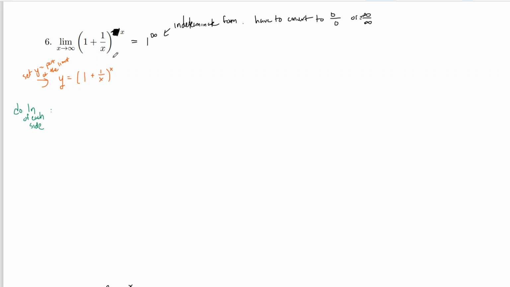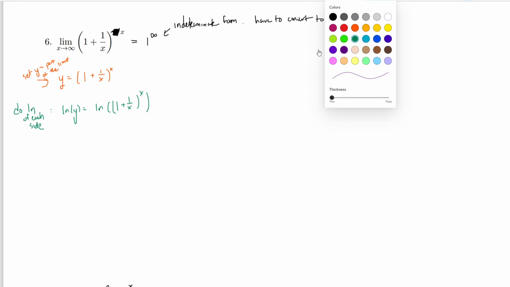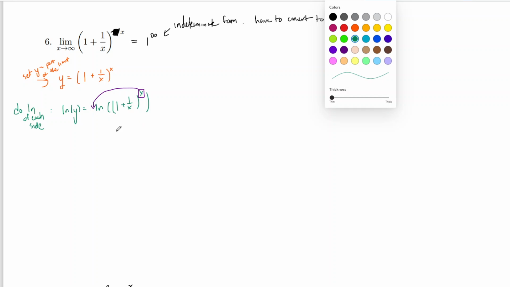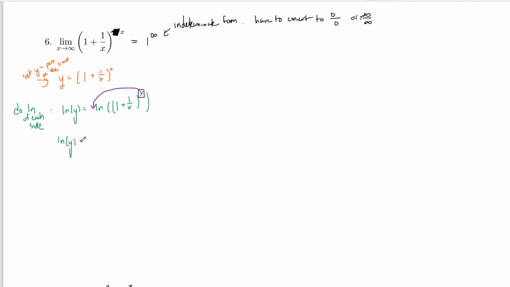The main thing that's causing our indeterminate form not to be a fraction is this exponent. And we can get rid of exponents by doing the natural log because we know it allows us to bring it down. So we get the natural log of y equals the natural log of 1 plus 1 over x to the x. And our log rule allows us to take this x on the exponent and bring it in front. So we've got the natural log of y equals x times the natural log of 1 plus 1 over x.